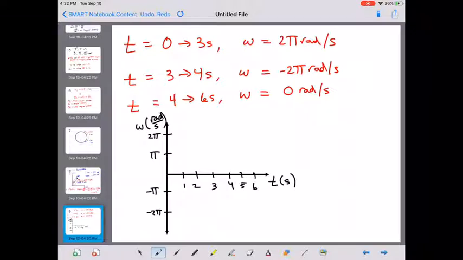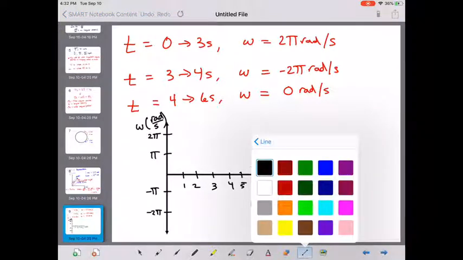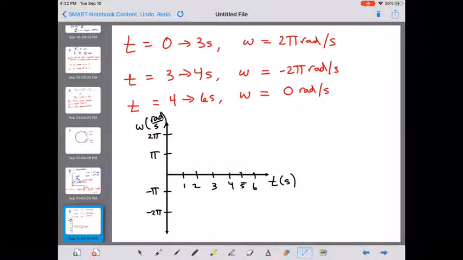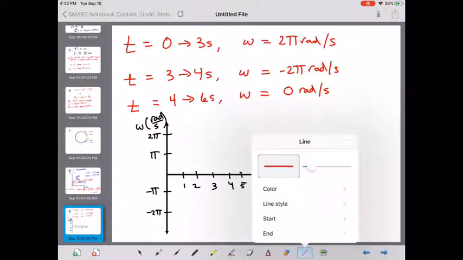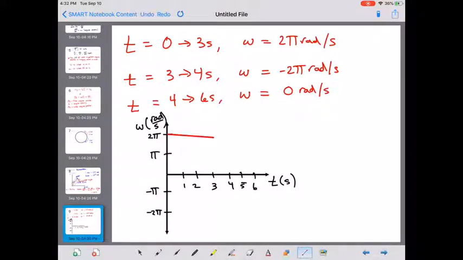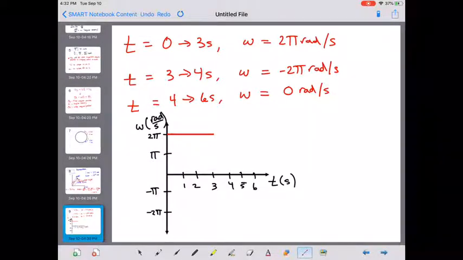So from 0 to 3 seconds, I had a constant angular velocity of 2 pi radians per second. So I'm going to make that a constant 2 pi for 3 seconds. So we just got something that looks like this. And then from 3 to 4 seconds, I had a negative 2 pi there. And then from 4 to 6, I had 0 there.